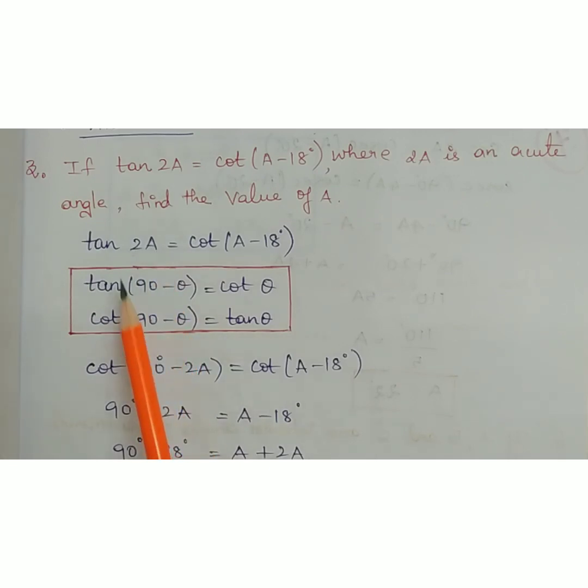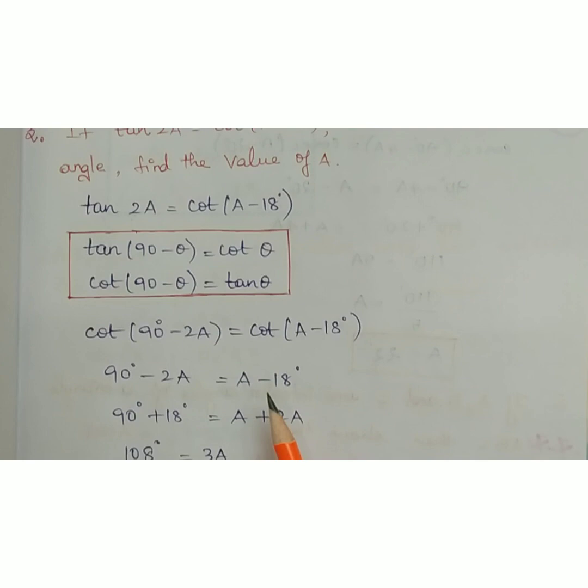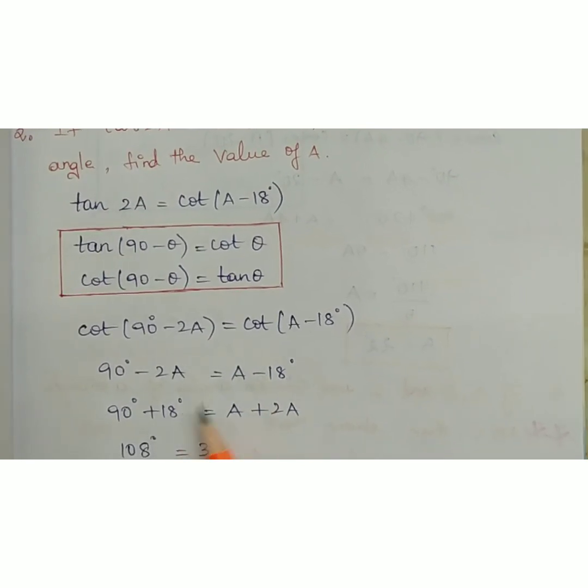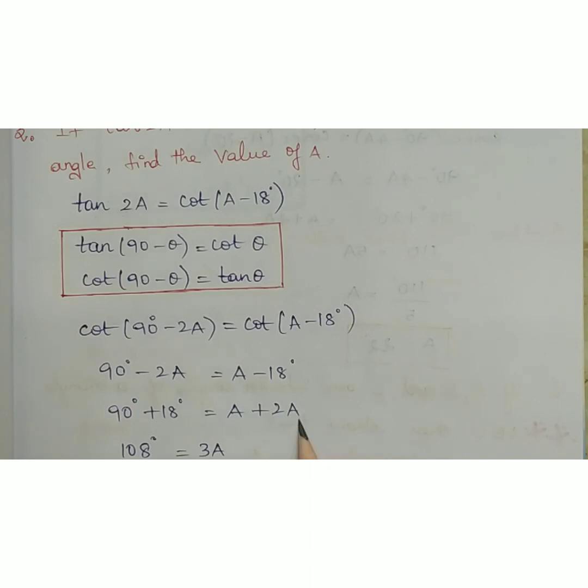So here you are writing this tan as cot of 90 minus 2a, because cot of 90 minus 2a is tan 2a, is equal to cot of a minus 18. You are writing it as it is. This cot gets cancelled. So here 90 minus 2a is equal to a minus 18. This minus 18, when it comes this side, becomes plus 18, equal to a. This minus 2a, when it comes this side, becomes plus 2a. So 90 plus 18 is 108 degree. A plus 2a is 3a.